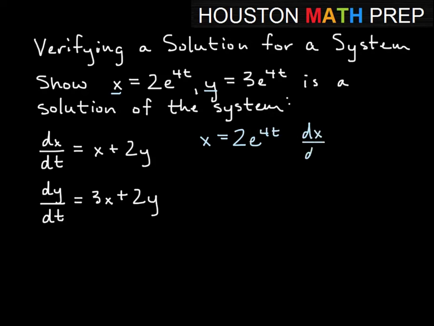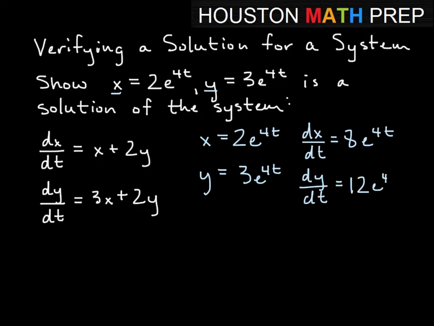If we take the derivative of x with respect to t, the exponential derivative is itself, and the chain rule pulls out a 4, so 4 times the 2 gives us 8e to the 4t. And then y is 3e to the 4t. We're claiming that this is going to be a solution. The derivative of y with respect to t, same thing here, the chain rule gives a 4 that comes out, times the 3 gives us 12e to the 4t.